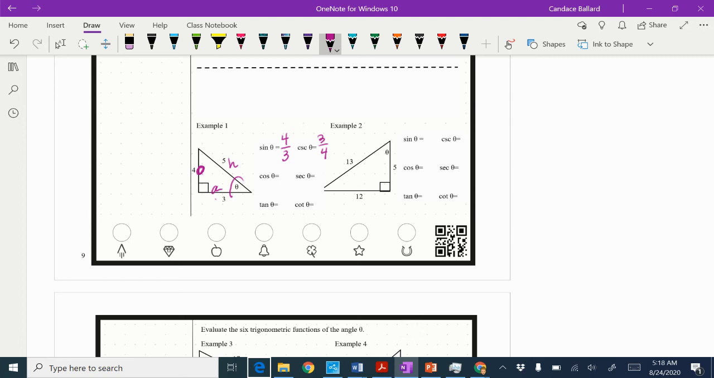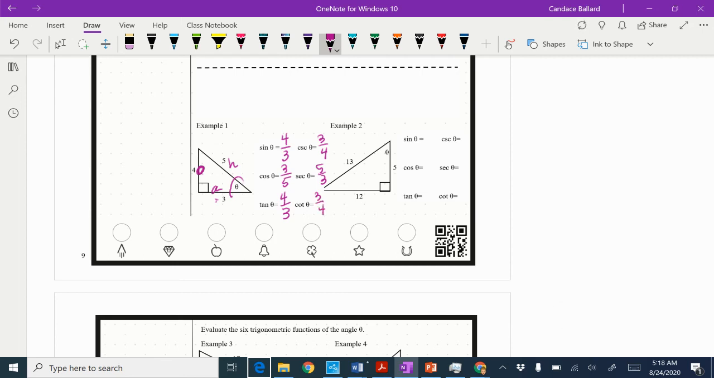My cosine is the adjacent over the hypotenuse, so 3 over 5, and my secant would just be the reciprocal. My tangent is the opposite 4 over the adjacent 3. So my cotangent would just be the reciprocal 3 over 4.